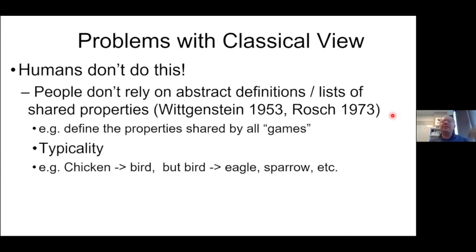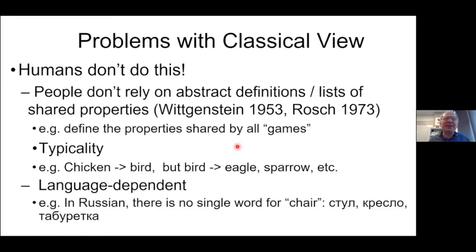And other Platonic ideas, like binary membership, right? That either you are a bird or you're not a bird. Well, it's not quite so simple because, you know, a chicken is a bird, right? But when you think of a bird, you really think of eagles and sparrows and not really chickens. So there seems to be some kind of inequality within categories.